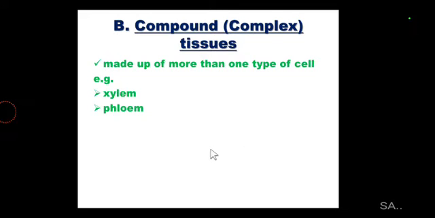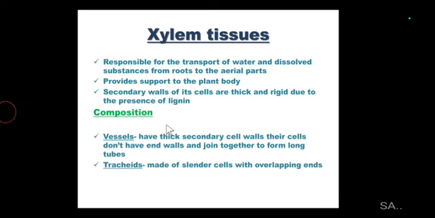So complex tissues are also known as the compound tissues. Why are they called so? Because they are made up of more than one type of cells, and these tissues include the xylem tissues and the phloem tissues. I will discuss these xylem and phloem one by one. Okay, so first, xylem tissues.